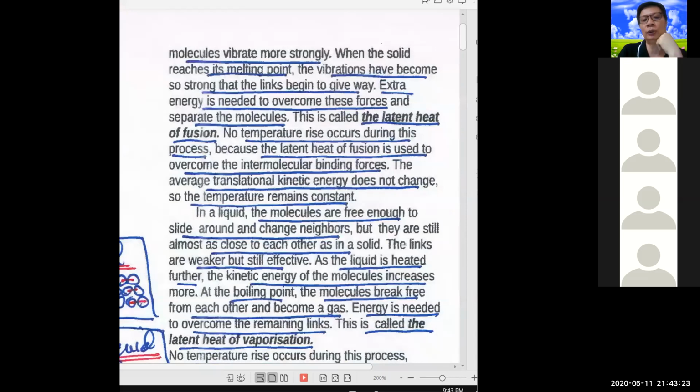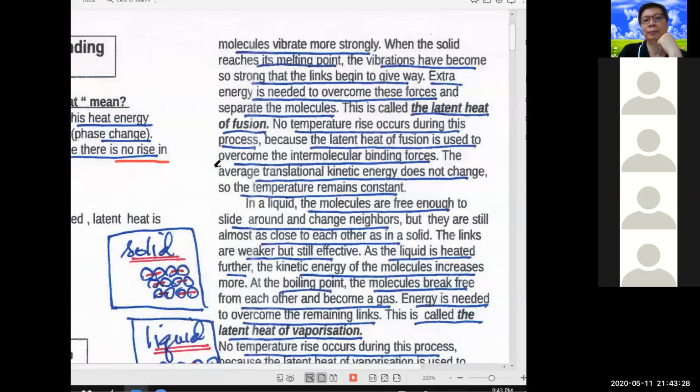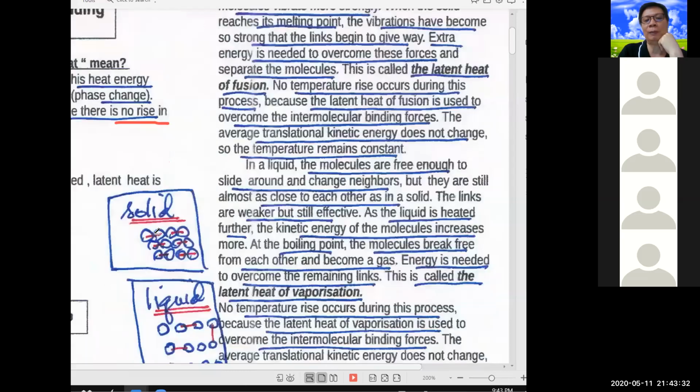You see here? Look at the diagram. Here, the binding force is very strong. But now, because vibration is too strong, it vibrates too fast, right? So until this binding force started to give way. Give way means give up already. So give up, lose already. So it becomes like that, loose. Okay, the binding force becomes loose. The vibration has become so strong that the link begins to give way.